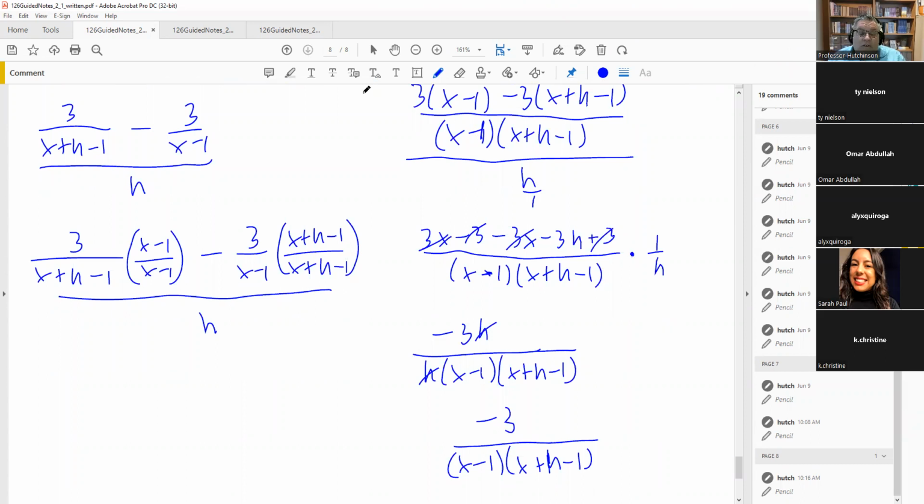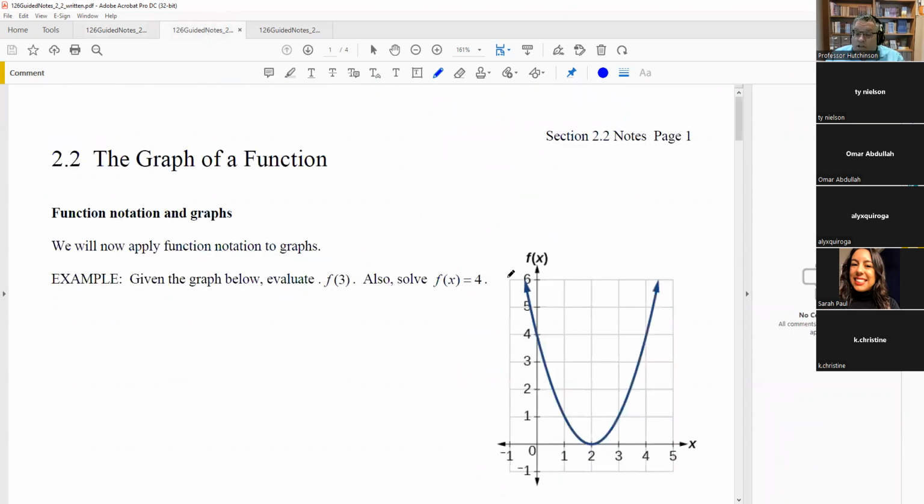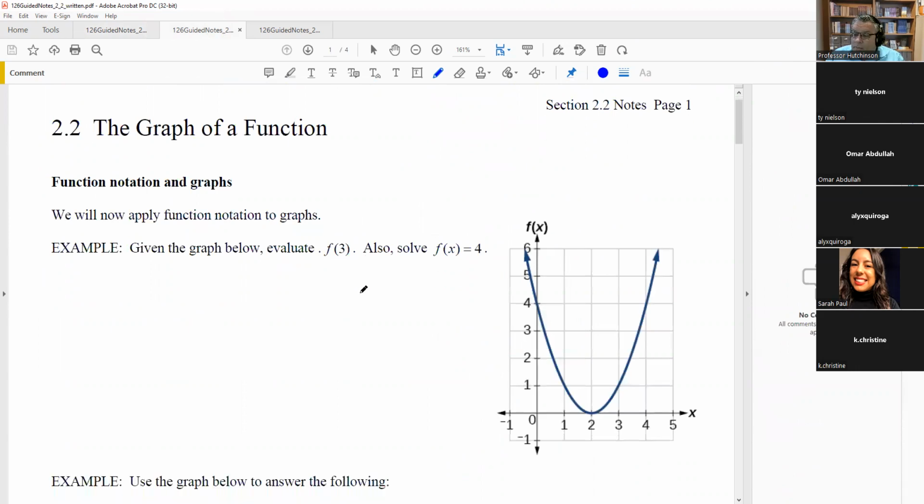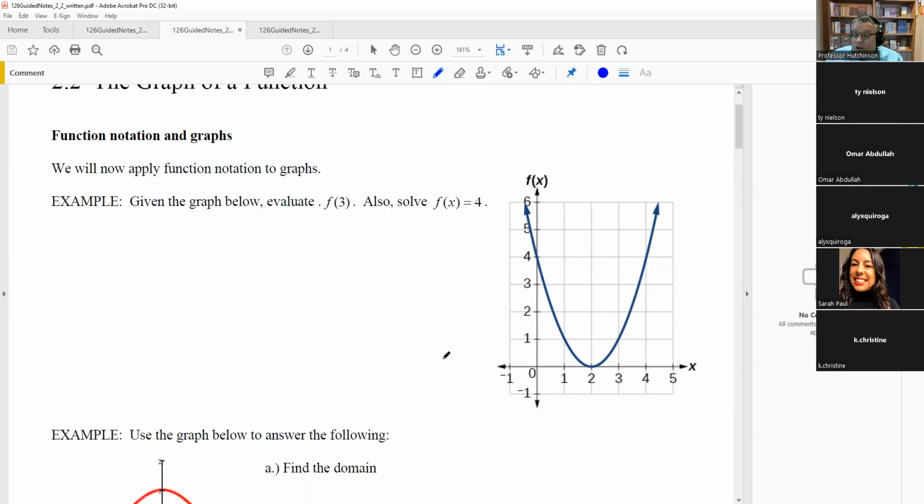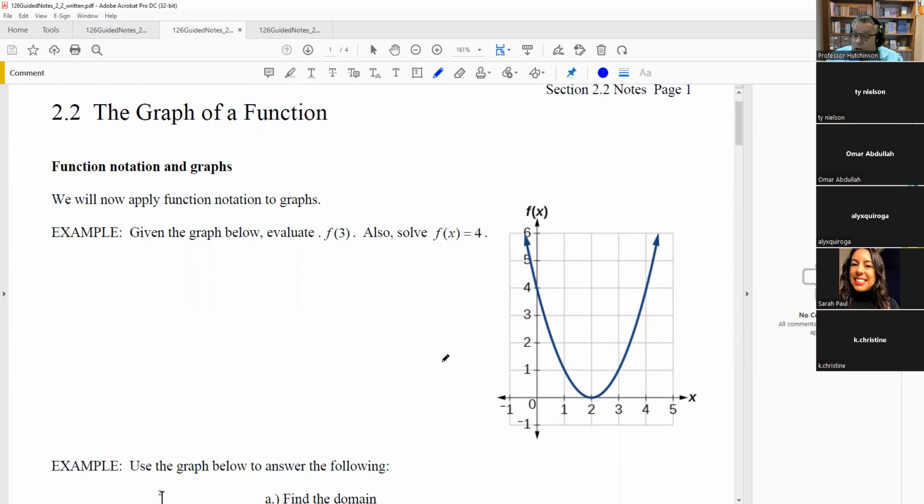Okay, so now we're done with 2.1. That was the last part we wanted to do, the difference quotient. So we're going to move on now to the next section, 2.2, where we're talking about the graph of a function. For these, we're actually reading values off of graphs. We're using function notation, but we're reading it off of a graph instead. So here is the first problem that we'll do.